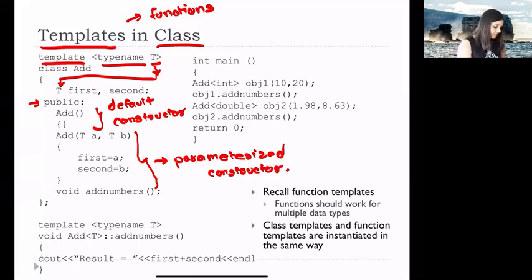So in this parameterized constructor, we are passing two input arguments, TA, TB. Again, use whatever you have as your data type. And then we are saying first equals to A, second equals to B. And finally, we have a member function in this class called void add members. And that's it. That's the completion of this class.